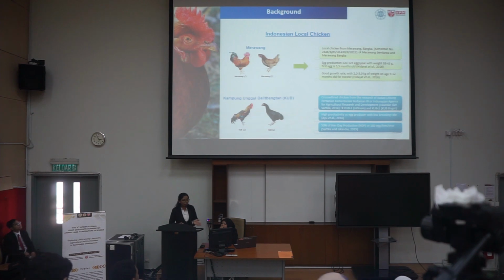Kampung Unggul Balikbangtan has good productivity, especially in egg production. It has 50% hen day production, and it can produce 180 eggs per year per hen, which will be very beneficial for us if we can collaborate and do a crossbreeding between Merawang and Kampung Unggul Balikbangtan.